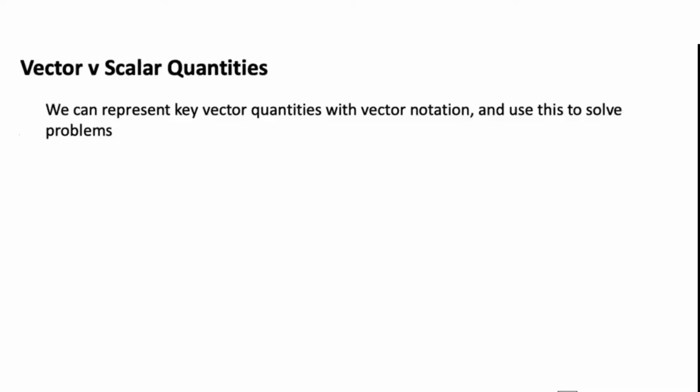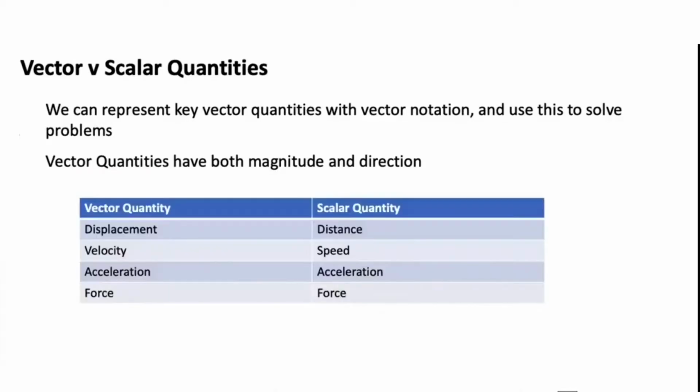Now let's have a look at how vectors are used with the variables that we work with in mechanics. Some of these variables are vectors and some of them are scalars. If we're referring to anything as a vector quantity, it's going to have magnitude and direction. A scalar quantity only has magnitude. So here are some equivalencies. Displacement is a vector quantity. We're interested not just in the magnitude, but in the direction. When it comes to distance, we're not so interested in the direction. We just want to know its magnitude.